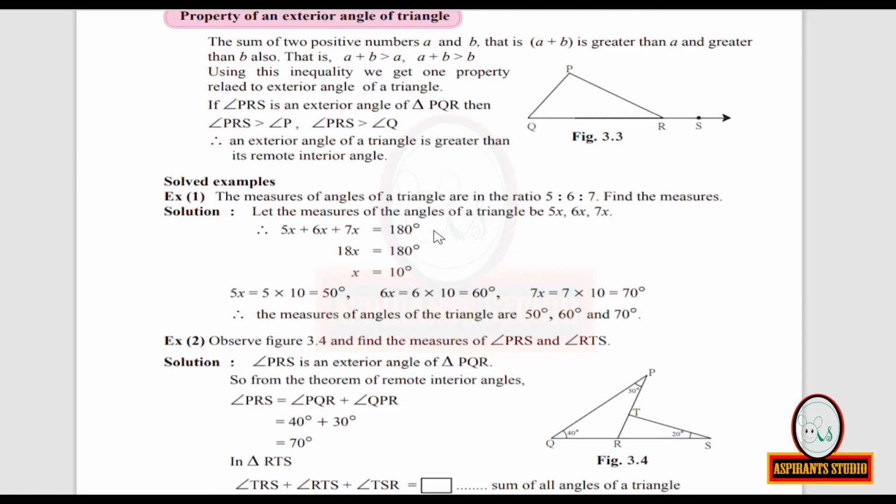6x will become 6 into 10, that is equal to 60 degrees, and 7x will become 7 into 10, that is equal to 70 degrees. So the answer will be: the measures of the angles of the triangle are 50 degrees, 60 degrees and 70 degrees. Coming to the next one.